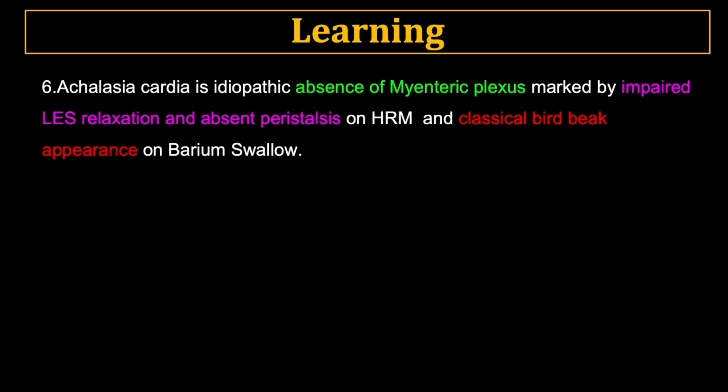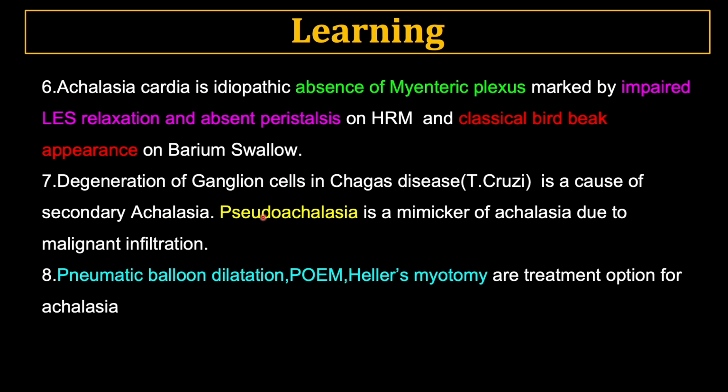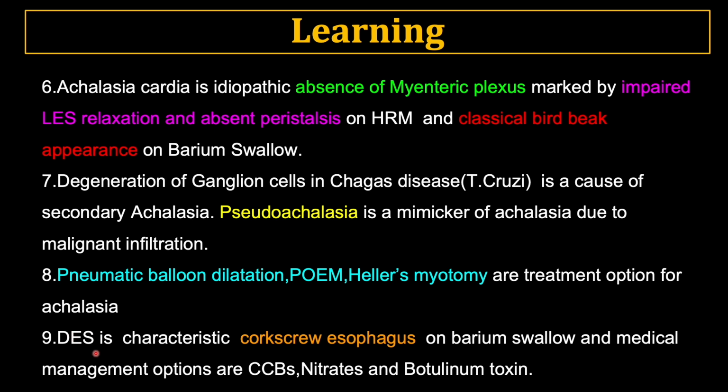Achalasia cardia is characterized by idiopathic absence of myenteric plexus, marked by impaired relaxation of the lower esophageal sphincter and absence of peristalsis on high resolution manometry. And classically, it appears as bird beak on barium swallow. Degeneration of ganglion cells in Chagas disease is a cause of secondary achalasia, and pseudoachalasia is a mimicker of achalasia due to malignant infiltration. Pneumatic balloon dilatation, peroral endoscopic myotomy, and Heller's myotomy are the treatment options for achalasia. Diffuse esophageal spasm has the characteristic appearance of corkscrew esophagus on barium swallow. Medical management options are calcium channel blocker, nitrate, and botulinum toxin.